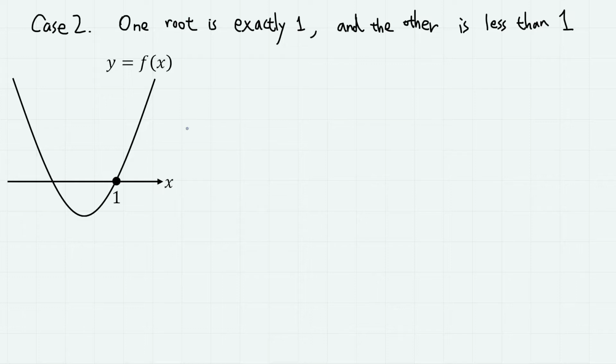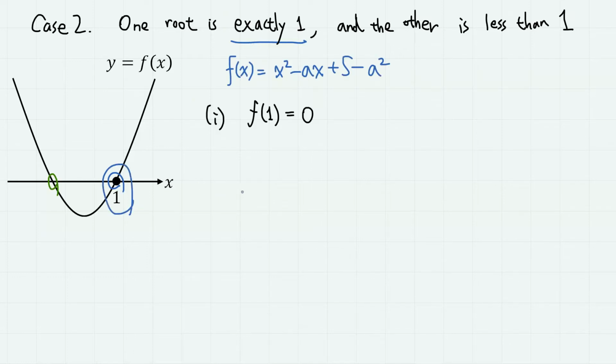And now for the second case, where one root is exactly 1 and the other root is less than 1. In this case, two conditions must be satisfied. First, the value of the function at x equals 1 must be 0.